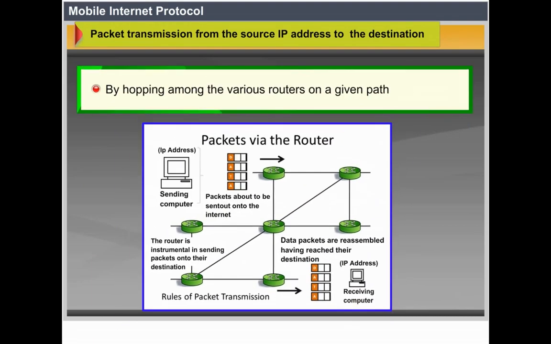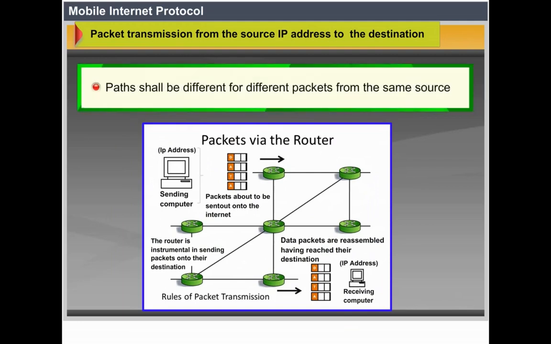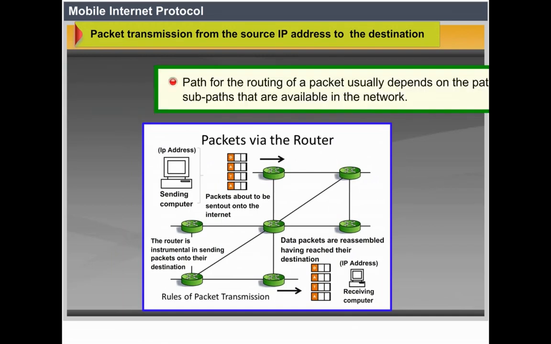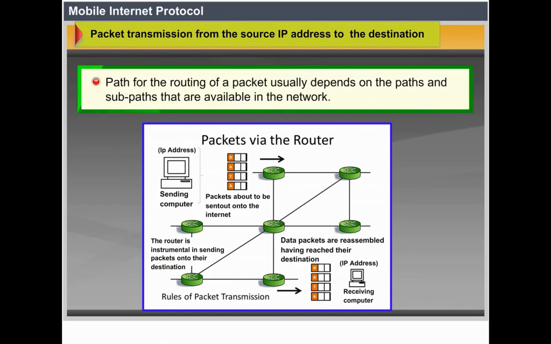Packet transmission from the source IP address to the destination by hopping among the various routers on a path. Paths can be different for different packets from the same source. Path for the routing of a packet depends on the paths and subpaths which are available in the network at a given instant.